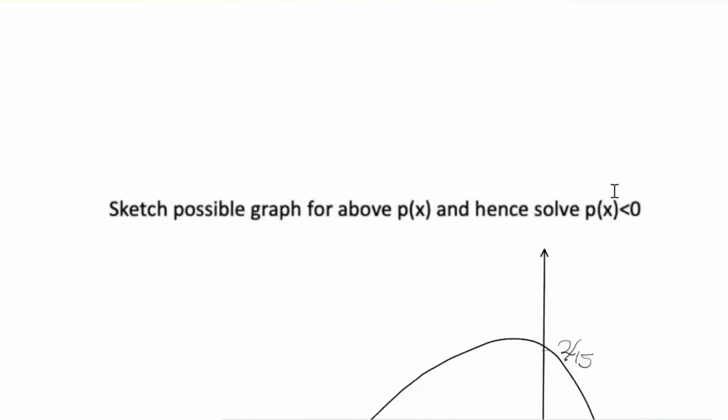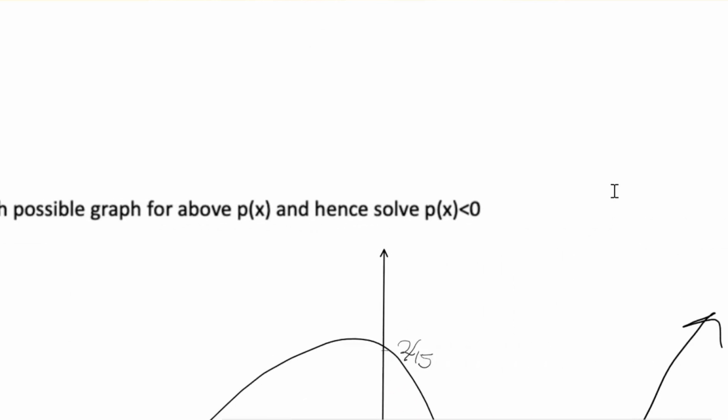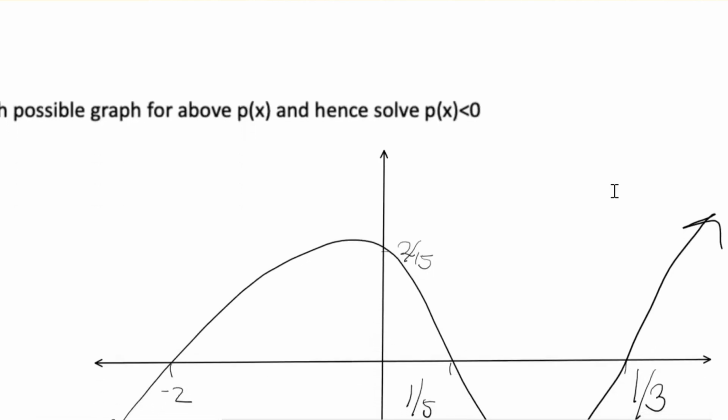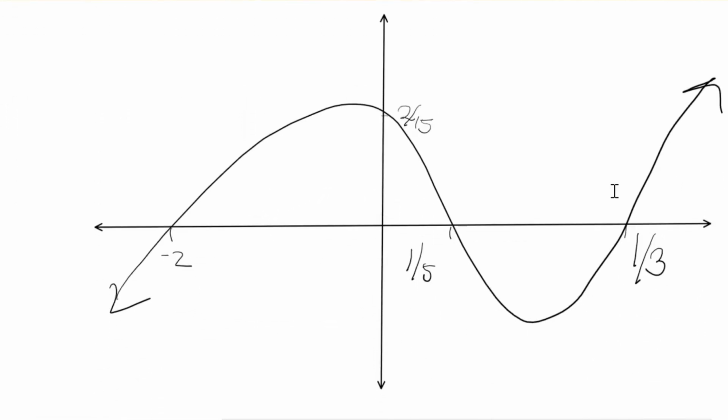Now we need to sketch the possible graph for p of x and hence solve when p of x is less than 0. When we sketch the graph, in cubic functions the maximum point is first and then the minimum point, going from the left side to the right side. So we'll make points at minus 2, 1 by 5 and 1 by 3. As we know, those are x-intercepts, which means factors, and then we'll draw the maximum first and minimum second. We will also have a y-intercept, and we can calculate it by plugging in 0 for all the x values in our equation. When we do that, we find the y-intercept, which is 2 by 15.